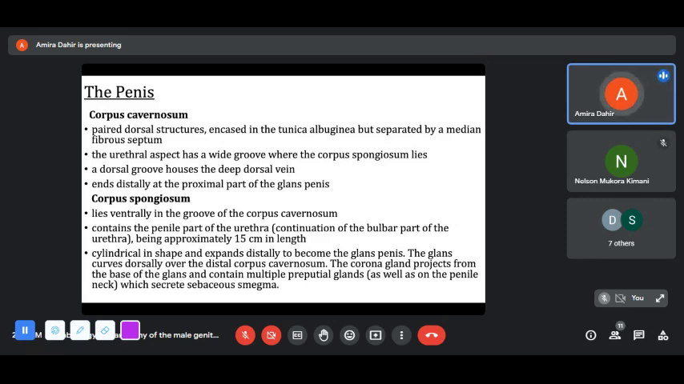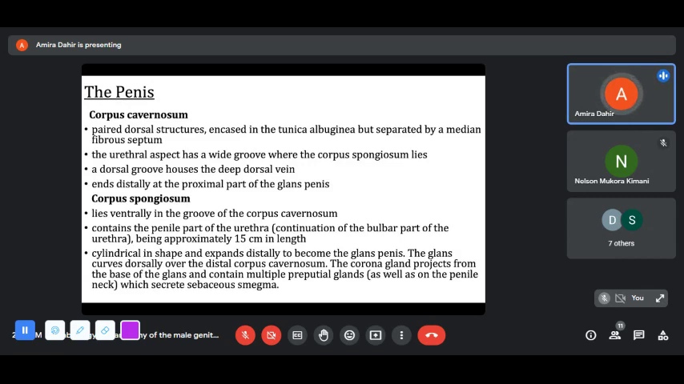It's cylindrical in shape and expands distally to become the glans penis. The glans overlies the distal corpus cavernosum dorsally. The corona projects from the base of the glans, and this contains multiple preputial glands, as well as on the penile neck, which secrete sebaceous smegma.